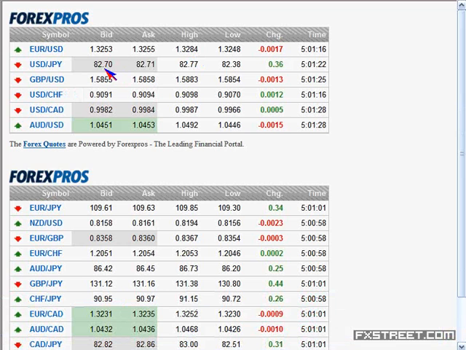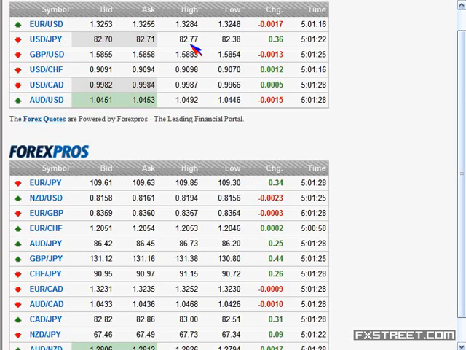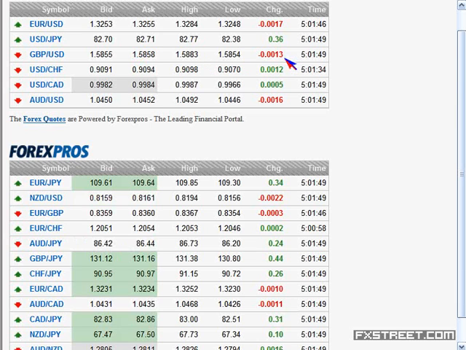And in the case of yen, 82.70, 82.71 are the current levels, 82.77 is the high, 82.38 is the low, 36 pips positive net change is seen. And in the case of GBP, 58.58, 58.55, 58.58 are the current levels, 58.83 is the high, 58.54 is the low, 13 pips negative net change is seen. So the three majors are showing the USD gaining move.